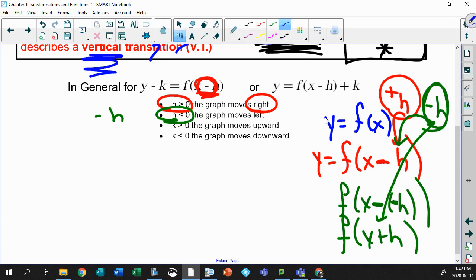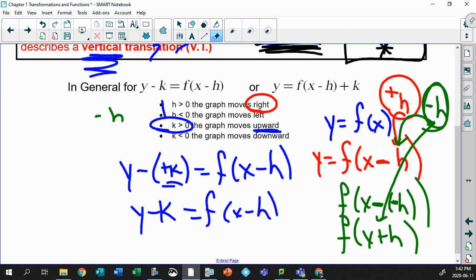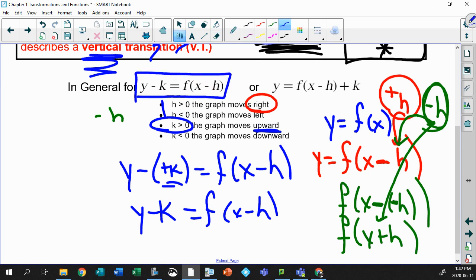Same thing happens to the k values. If k is positive, it means that this is going to go upwards. Look what happens. This becomes y minus a positive k, and x minus h. This value stays the same as what you see written right here. Boom. Right here, it stays the same. But if k is negative, which means that it moves downwards, look what happens again. That means this k, which is no longer positive, is now negative. You get a negative value, making this a positive.